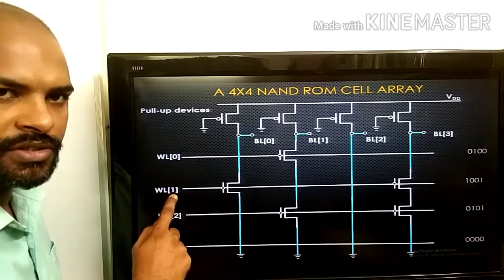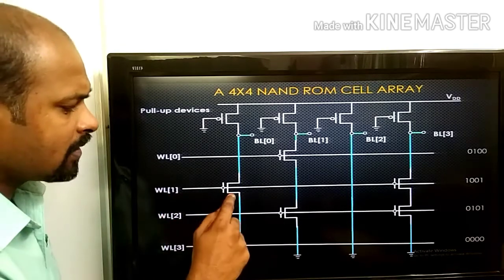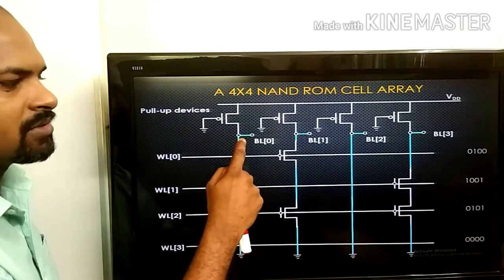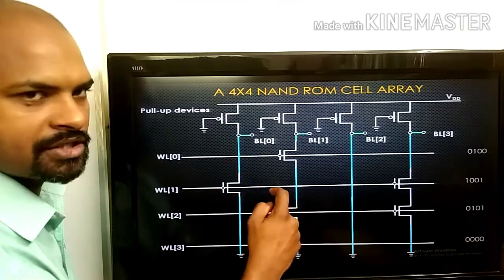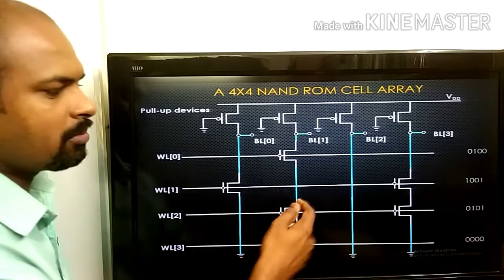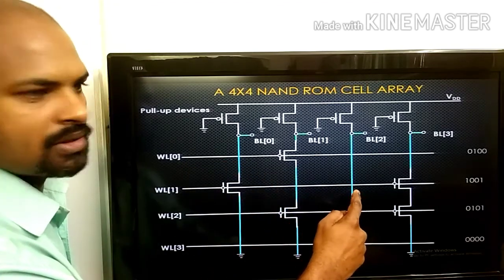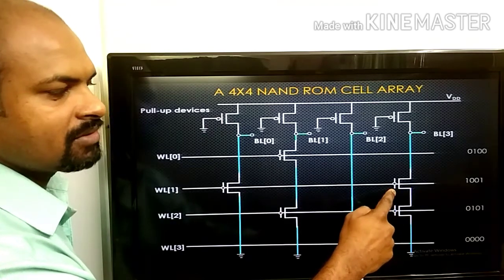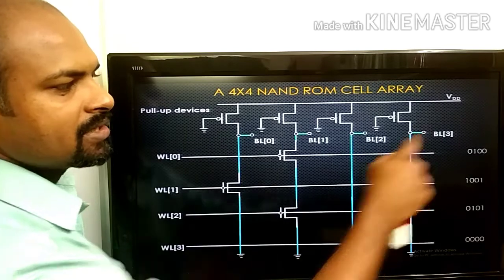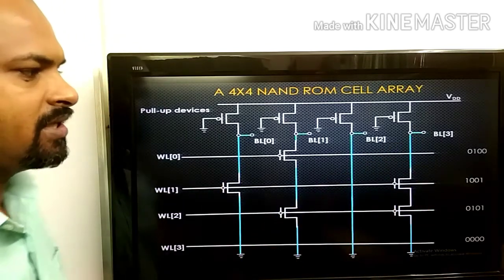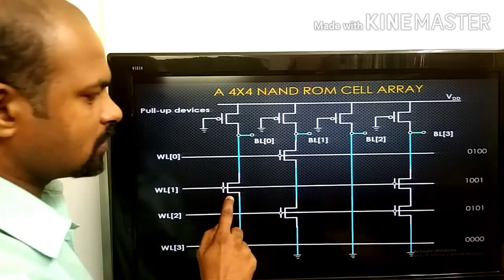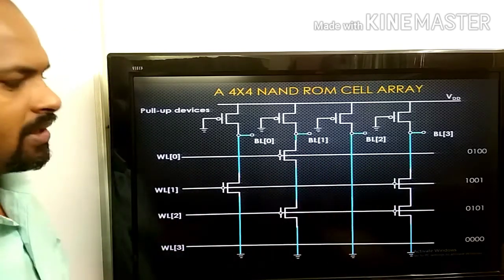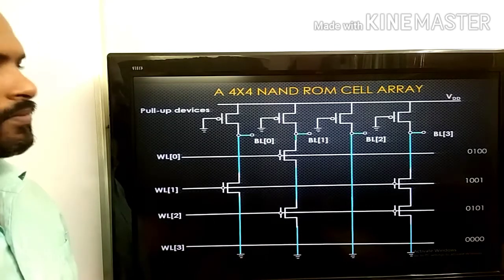When we give a logic 0 to WL1, this transistor will be turned off, raising the voltage at BL0. This becomes logic 1, and here there is no connection, so the logic 0 will remain, and here also the logic 0 will remain. And here there is a transistor, so this transistor will be turned off, and this BL3 will be raised to logic 1 state, and we'll have 0 1 0 0 1 stored at this word, and similarly for the other two lines.